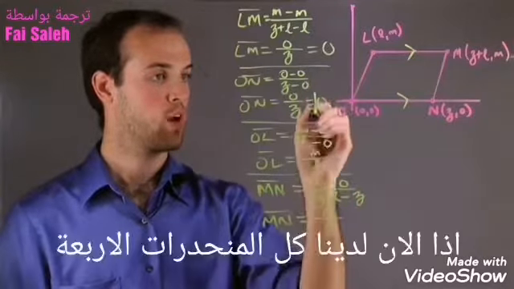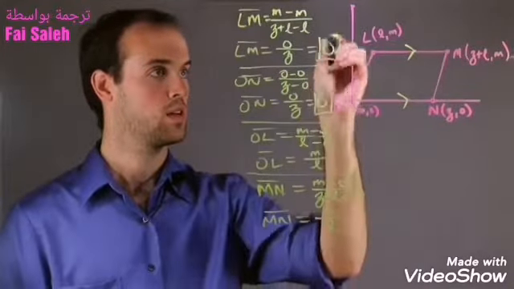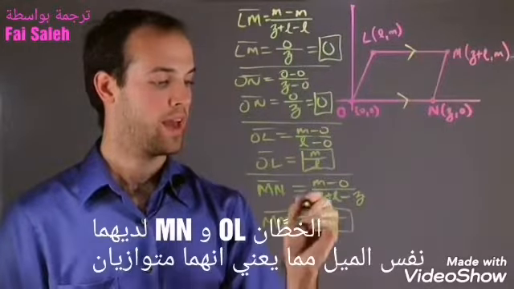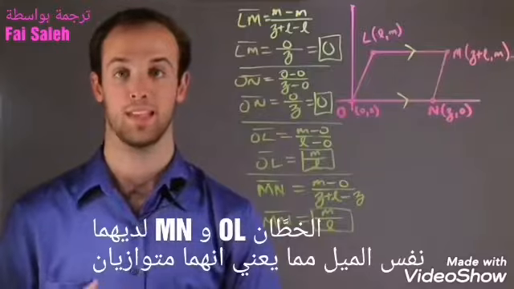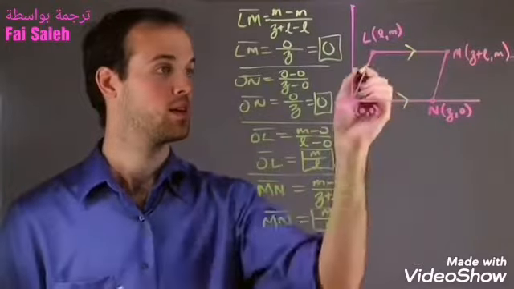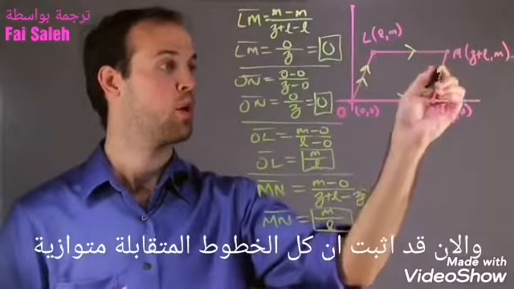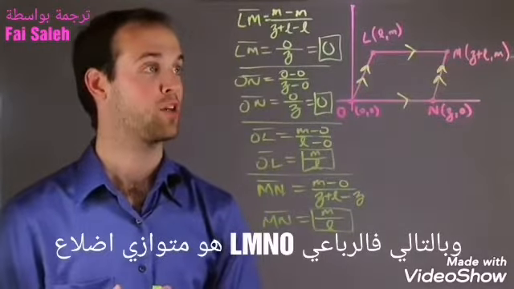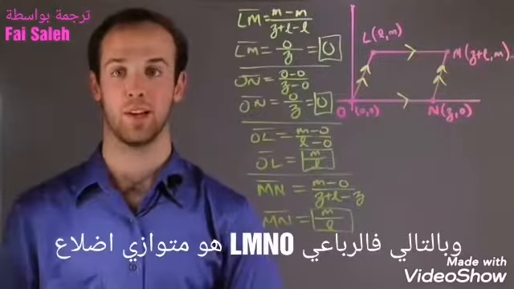So we have all four slopes now. And as you can see, OL and MN have the same slope, which means that they must be parallel. So now I have proven both sets of opposite sides parallel to each other, and therefore quadrilateral LMNO is a parallelogram.